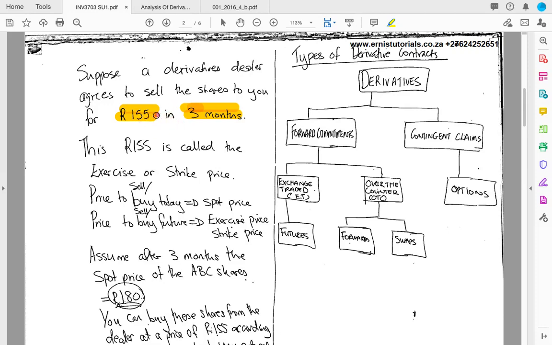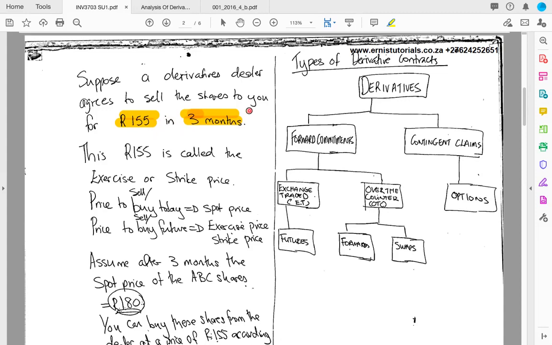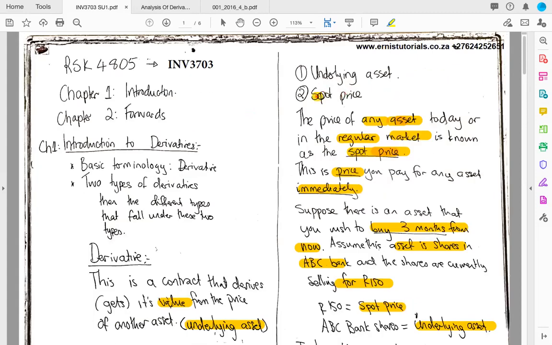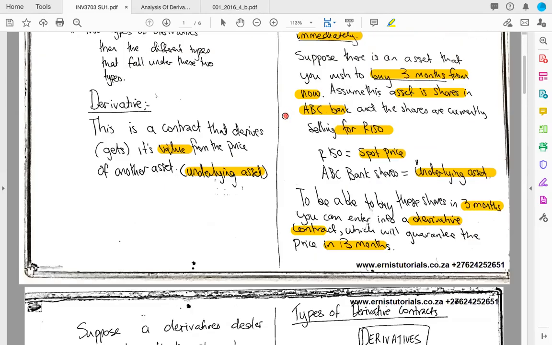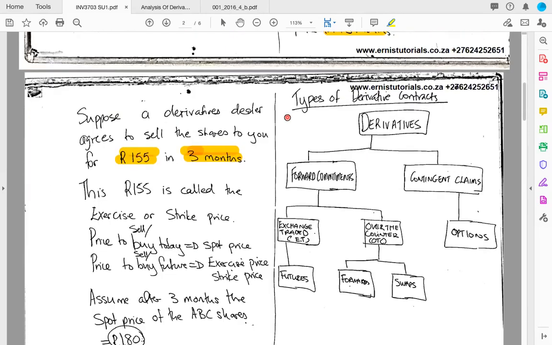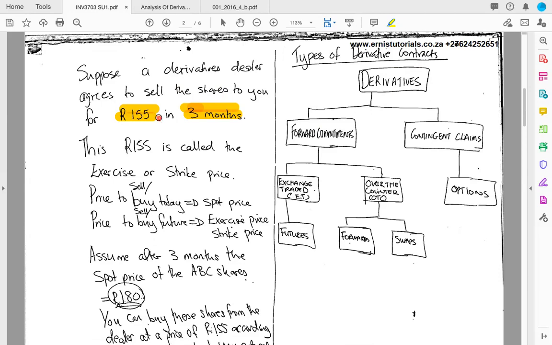So this price that you will pay in 3 months is not the spot price. It's not the price of the asset today, right? It's actually a price that you're going to pay sometime in the future. And that price that you're going to pay sometime in the future, or you're going to sell it at, if you're the selling party, we call that price the exercise or the strike price. So this 155 Rand is called the exercise or the strike price, right?